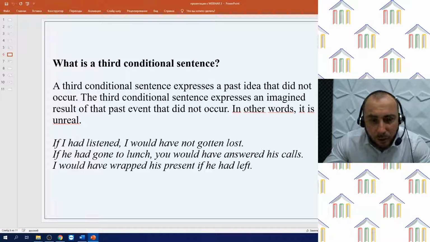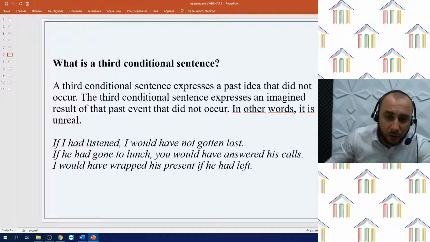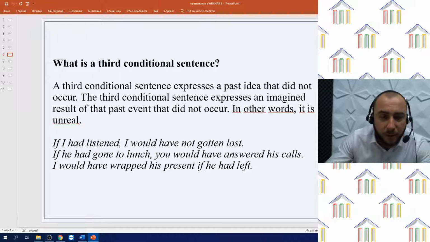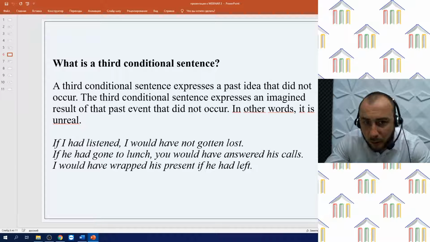What is a third conditional sentence? A third conditional sentence expresses a past idea that didn't occur. The third conditional sentence expresses an imagined result of that past event that didn't occur. In other words, it is unreal. If I had listened, I would have not gotten lost. If he had gone to lunch, you would have answered his calls. I would have wrapped his present if he had left.